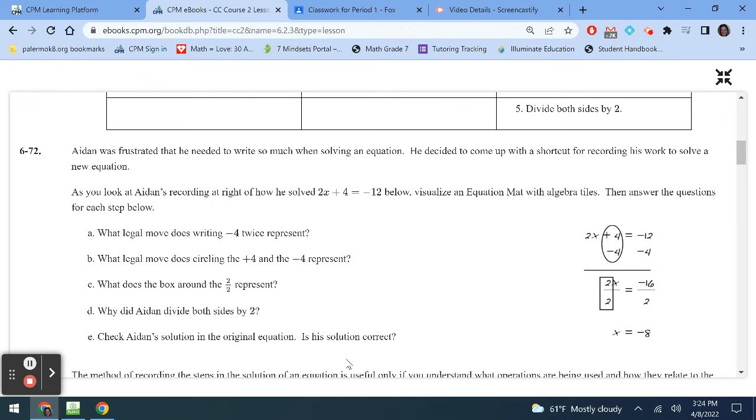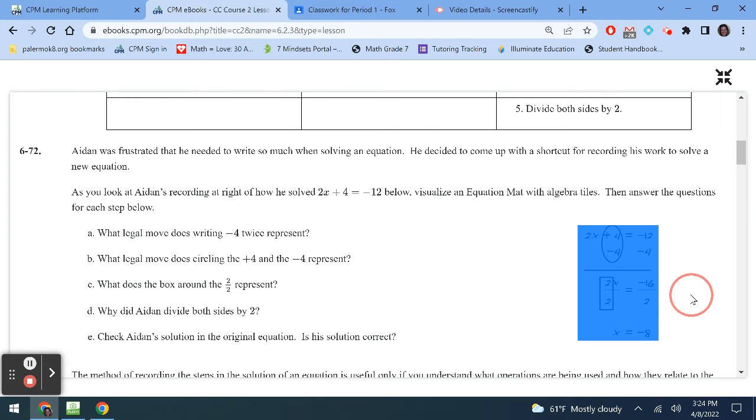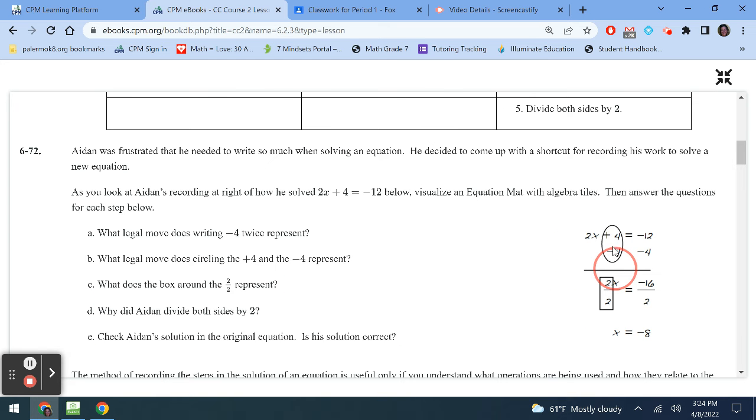Next, we have 6-72. Aiden was frustrated that he needed to write so much when solving an equation, something I'm sure you could probably relate with. So he decided to come up with a shortcut for recording his work to solve his new equation. As you look at Aiden's recording off to the right, we're talking about this area right here.